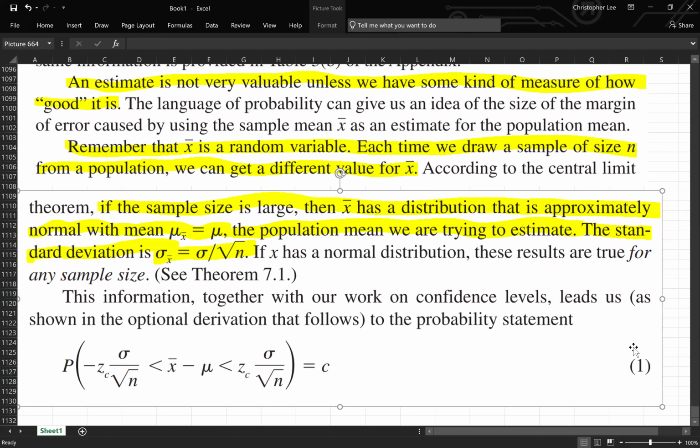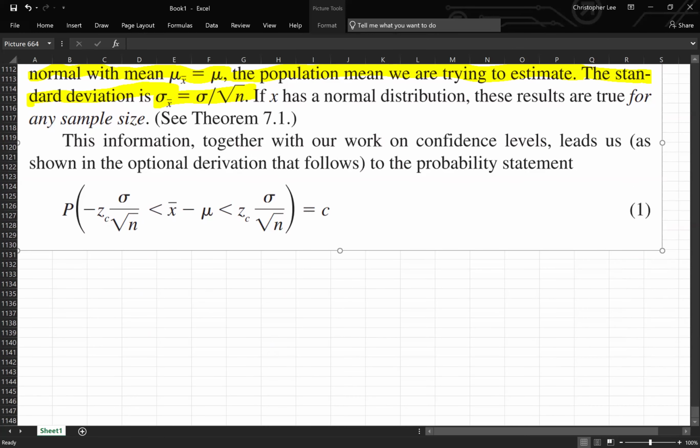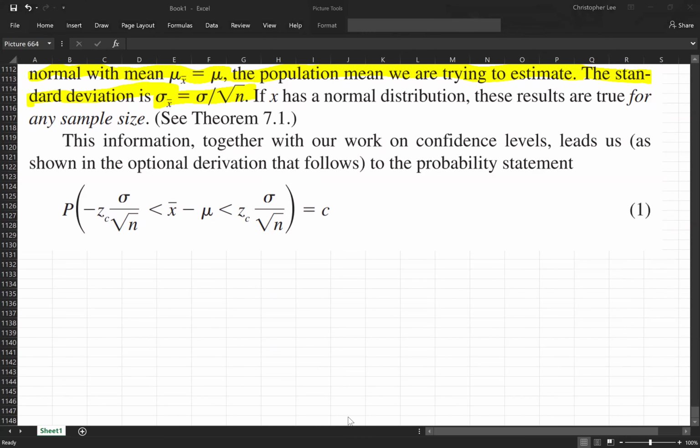So the probability of negative Z critical times the population standard deviation divided by the square root of N is less than X bar minus mu, which is less than Z critical times the standard deviation divided by the square root of N. And this is going to be equal to our confidence level. Very, very theoretical stuff going on here. All right.